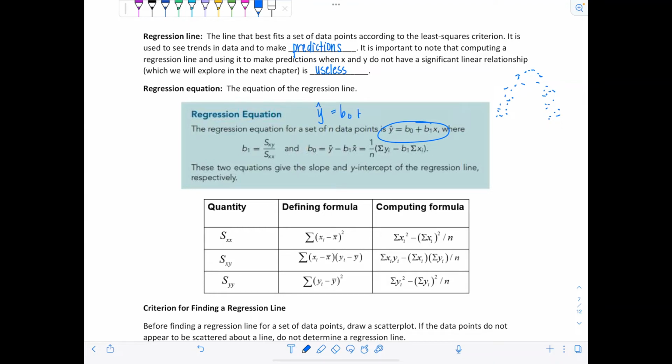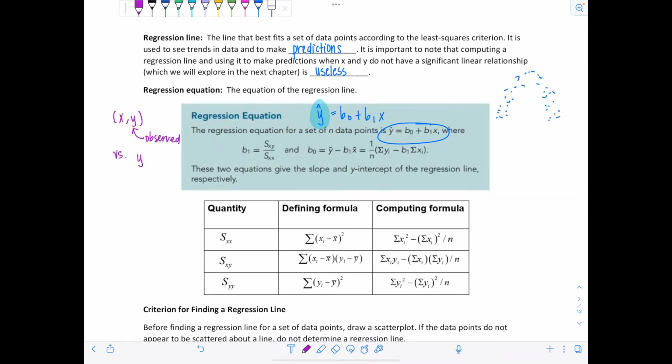Y hat equals b naught plus b1 x. Why do we use this little y hat? Because we want to differentiate between the actual scatter plot values, the observed values, x, y. That one's observed, no hat on it. That's from the data, from the sample, versus y hat, that's from the regression line, what it predicts that y should be, okay?